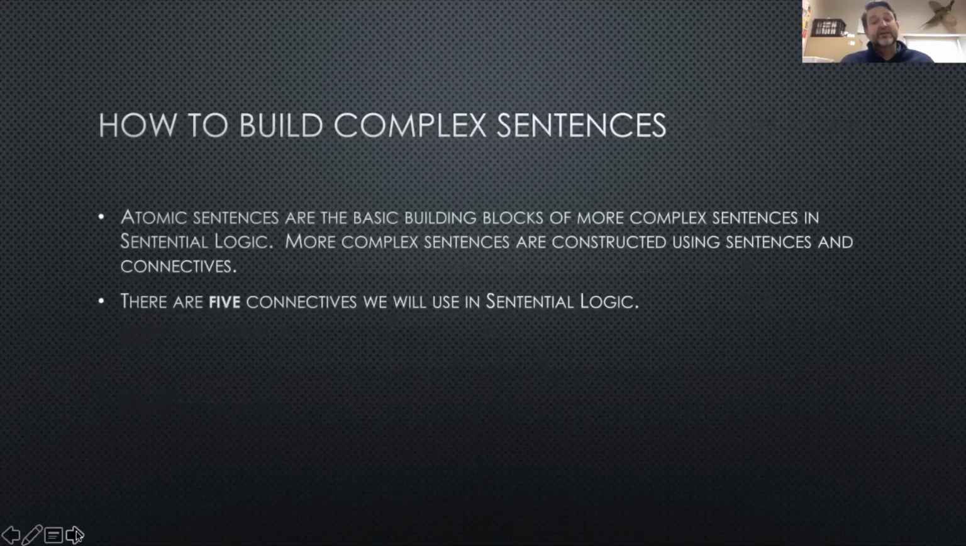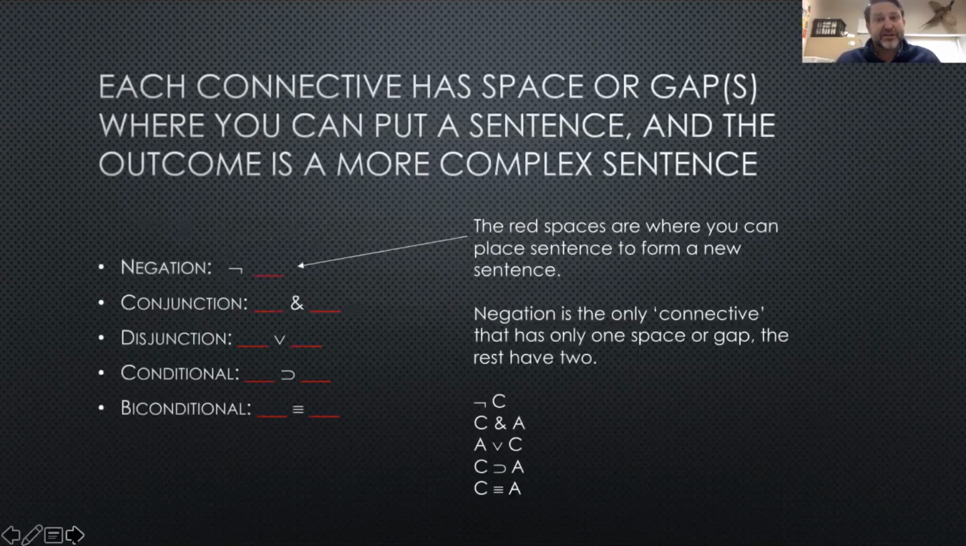Okay. So how do we build complex sentences? Well, if atomic sentences are the basic building blocks of our more complex sentences in sentential logic, then the more complex sentences are going to be constructed using these sentences, either atomic sentences or in some cases more complex sentences, and connectives. And again, there are 5 connectives that we're going to be learning about in sentential logic. So for each connective, there's going to be a space or a gap where you can put a sentence. And the outcome is going to be a more complex sentence that's capable of being true or false.